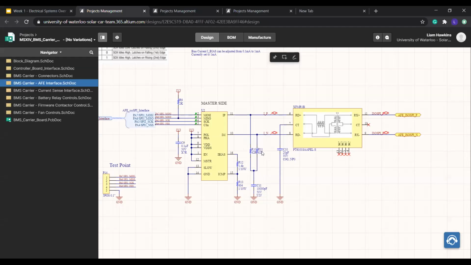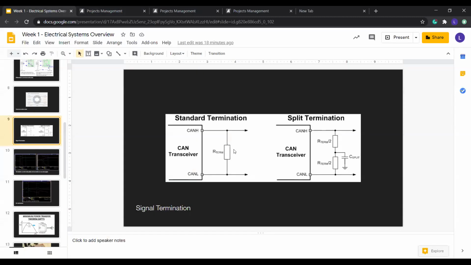So yeah, for IsoSpy, we have two 62 ohm resistors, which adds up to about 120 ohms. And then there's also this called split termination. So this is just another method of attenuating common mode noise. So if there's current traveling along both these wires, then the voltage drop across this resistor will be close to zero, and it won't do anything. But if you have split termination, then there's basically a small RC filter that acts as a low pass filter, and I guess bypasses high frequency noise to ground.